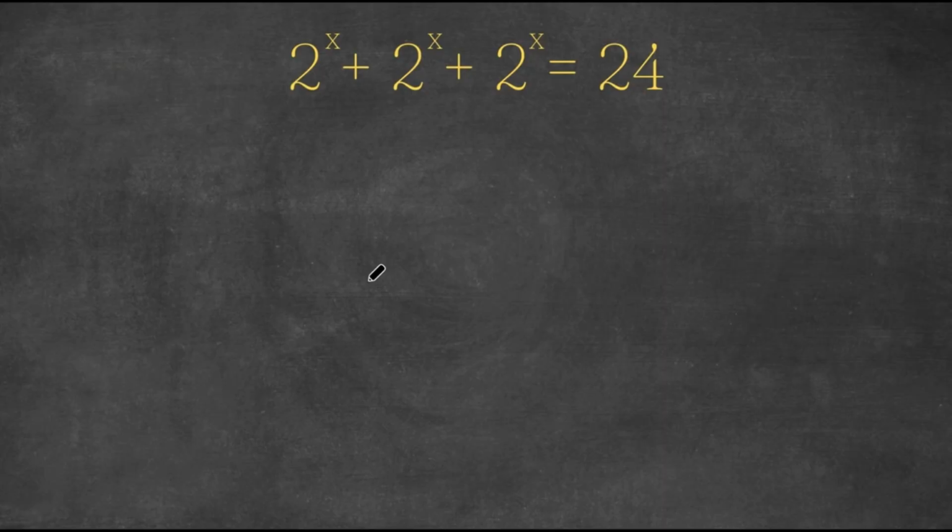Welcome back to Click Academics. In today's video, I'm going to be teaching you guys how to solve this exponential equation. So we have 2 to the power of x plus 2 to the power of x plus 2 to the power of x equals 24.